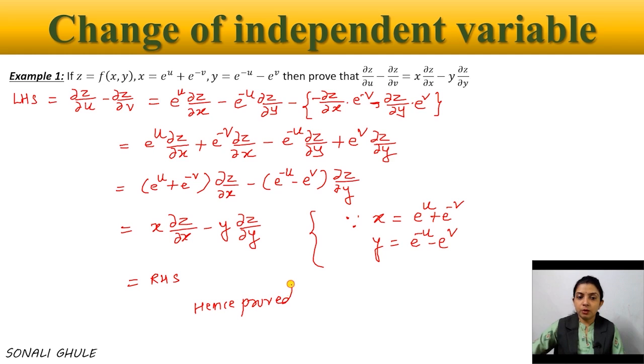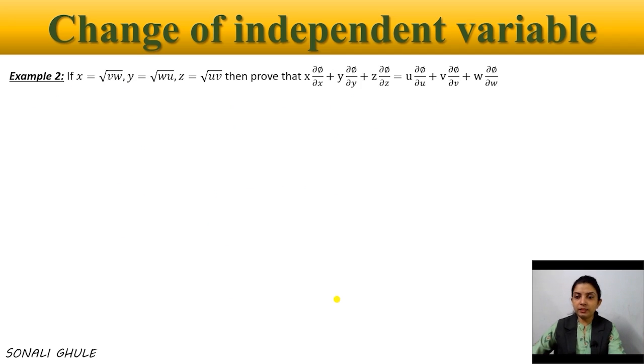Okay, so I hope you all understood the example here. So this is how we are going to solve the examples based on change of independent variable. Okay, always remember, first of all you have to write down all the dependencies. Using that dependency you have to write a chain rule and then solve the example. That will make your example easy. Okay, let's solve here one more example of the same type.